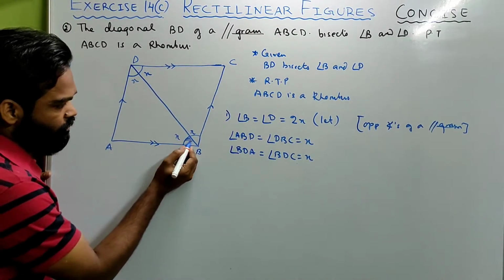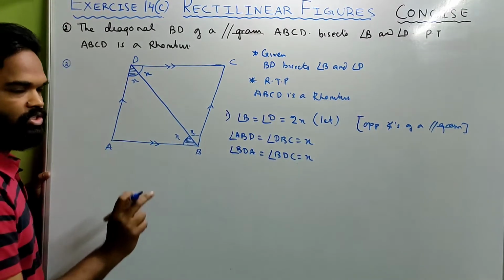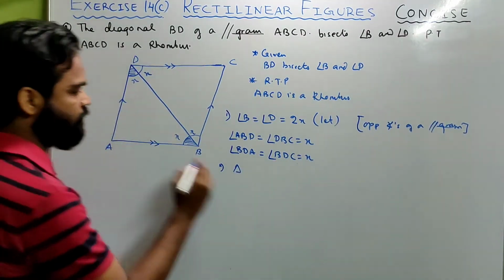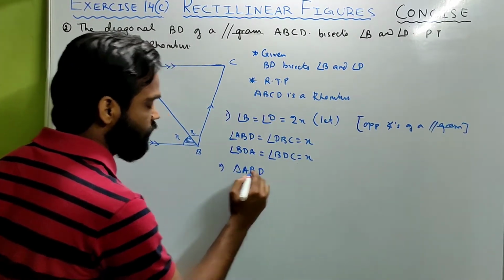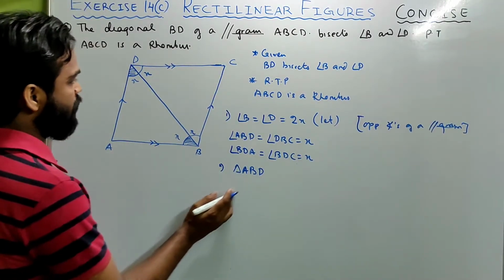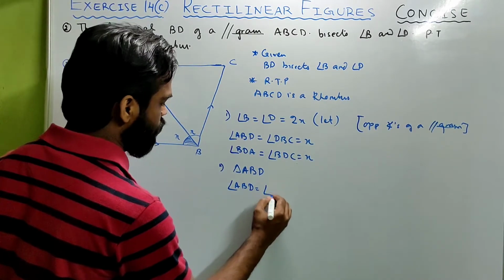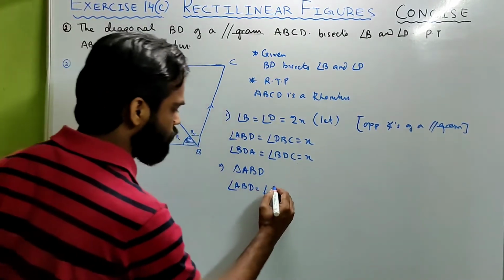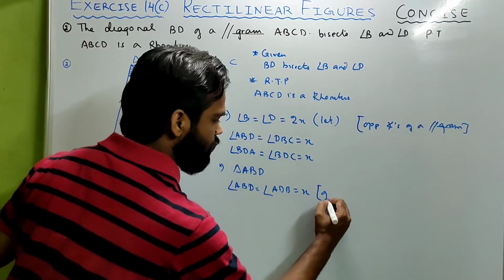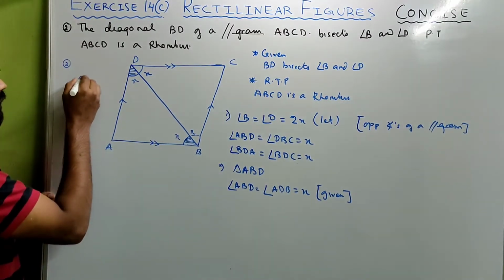Now look carefully. This angle and this angle are x degree each. Look at triangle ABD. If I can prove that it's an isosceles triangle, our work is done. See, in triangle ABD, angle ABD is equal to angle ADB. ADB is equal to x, given, isn't it? So if the base angles are equal, look carefully.